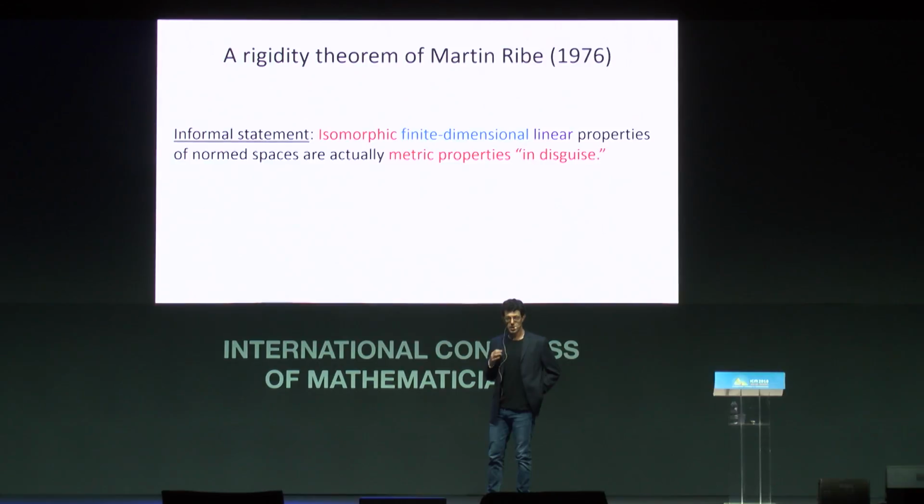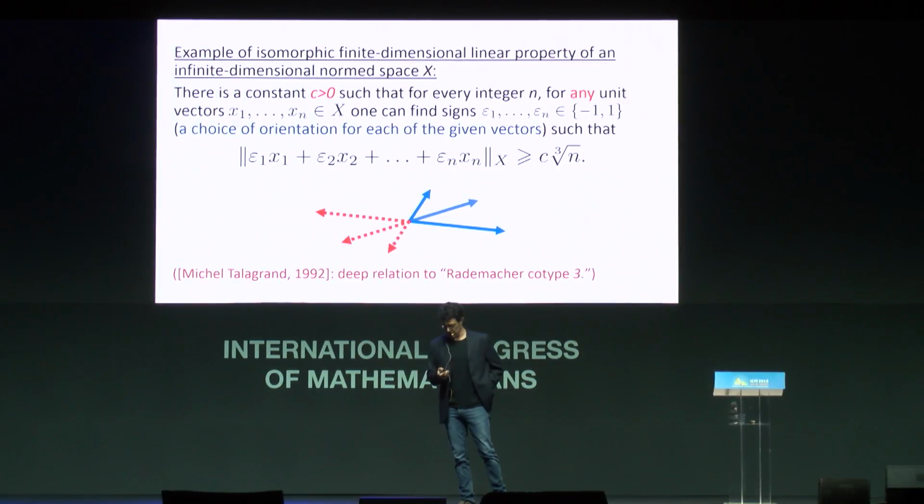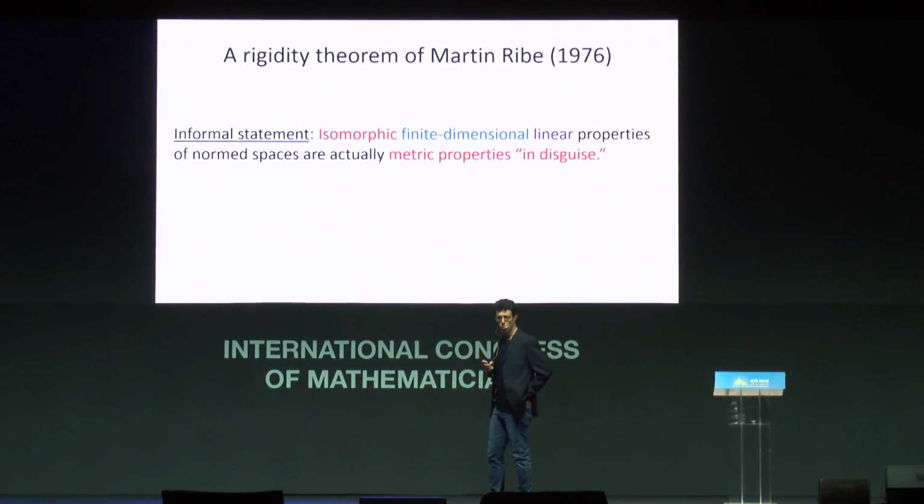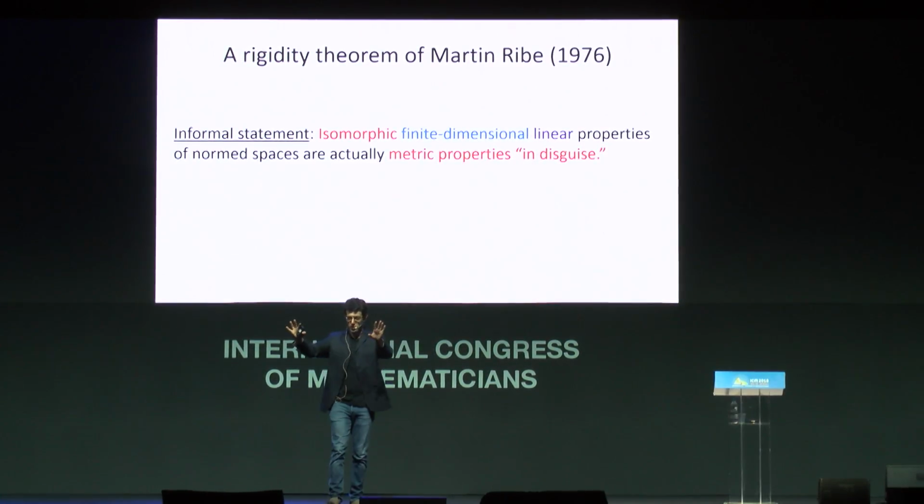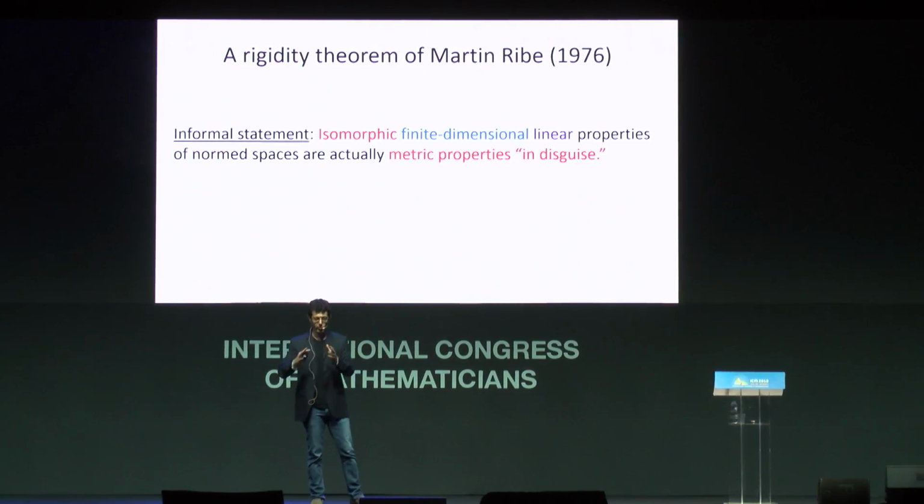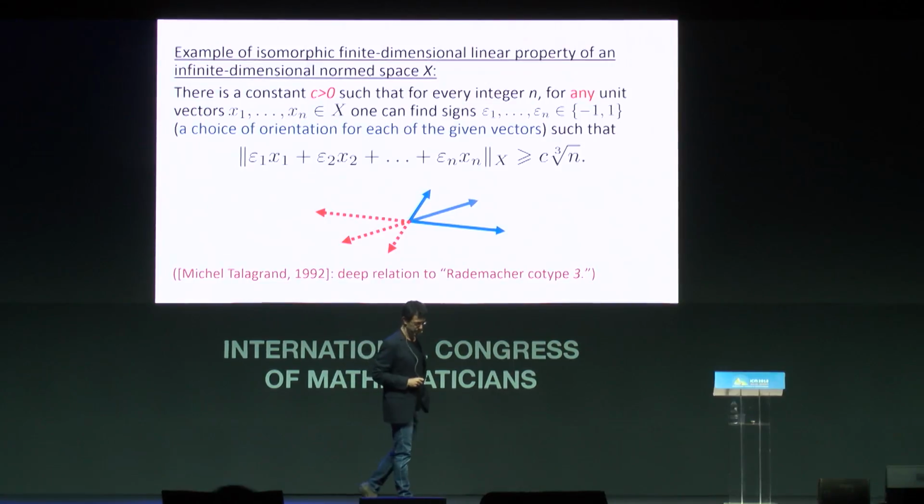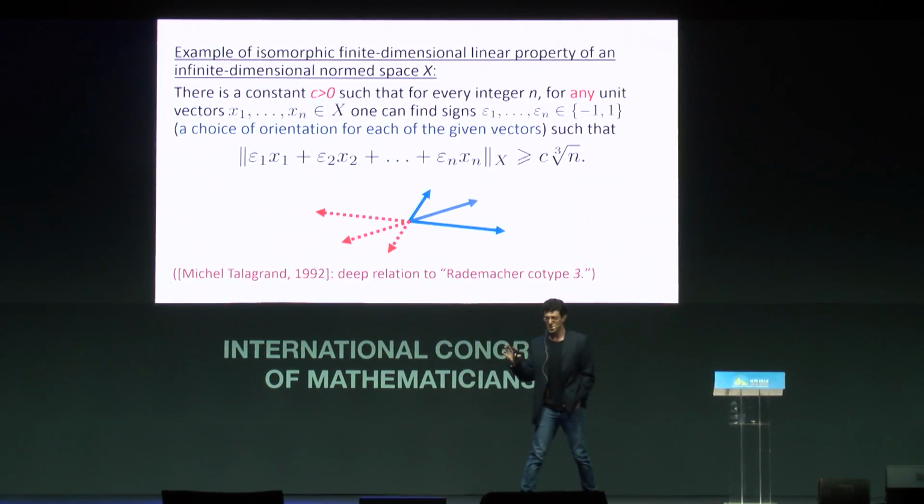It says that anything you can say about a norm that is isomorphic, finite dimensional, and linear, and I will explain what I mean by that, any property of a norm which has this finite dimensionality property, allowing constant errors, is actually a metric property in disguise. Now, what do I mean by this? So I need to define the concepts. I need to explain what I mean by an isomorphic, finite dimensional, linear property of a norm. And instead of just giving a formal definition, I want to give just one of many possible examples that you can keep in mind. So here's an example. It's an important example, but this is just for illustration of what I mean.